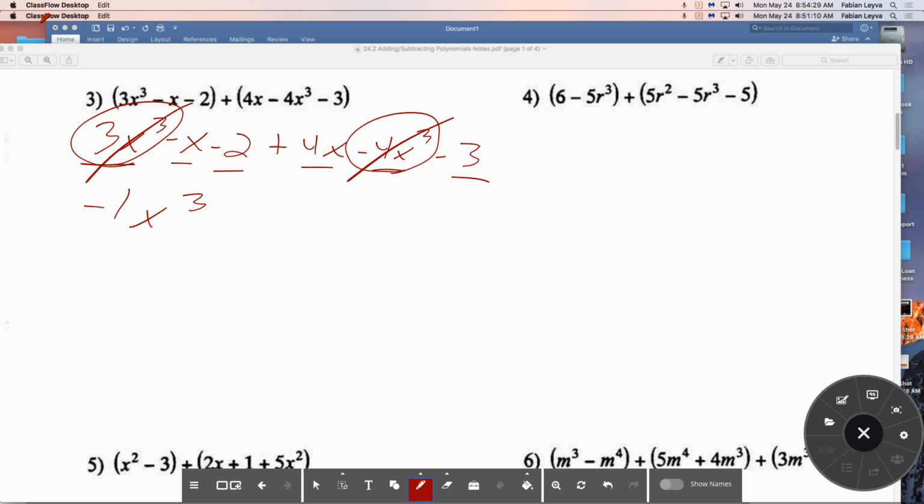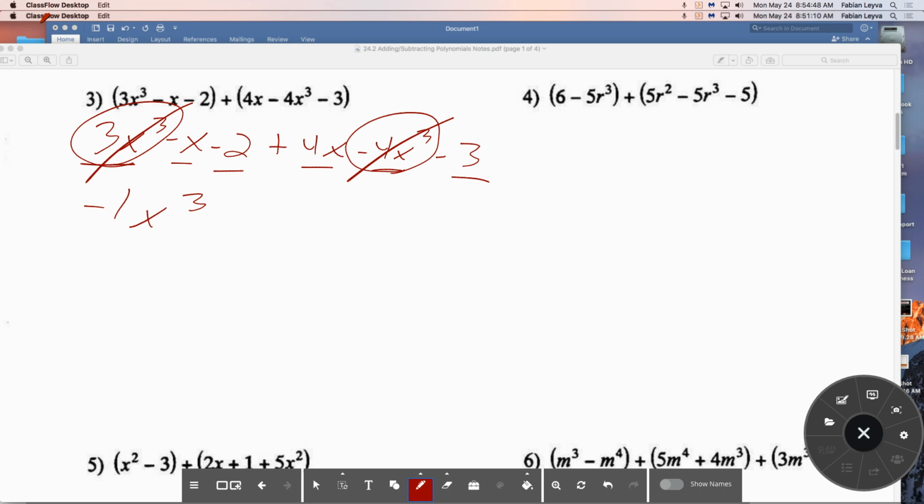Let's see if we have any squares. Now, do we have any squares here? Hi. No, Matt. Oh, there it is, right there. Thank you. So is there any x squareds anywhere here? No, right? I notice I don't have any x squareds.